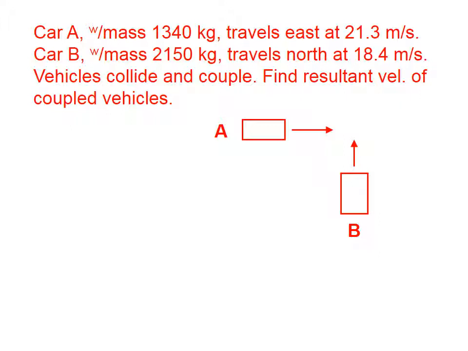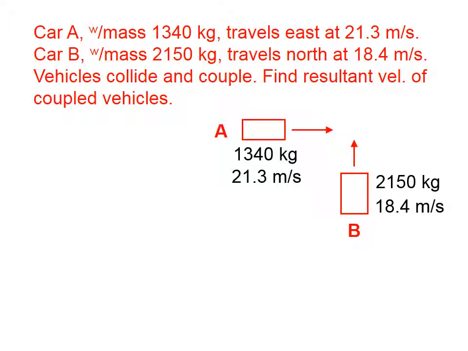Here we have a bird's eye view of two cars. We're looking down on the Earth as these two cars are traveling towards each other. Car A, with a mass of 1,340 kilograms, travels east at 21.3 meters per second. Car B, with a mass of 2,150 kilograms, travels north at 18.4 meters per second.